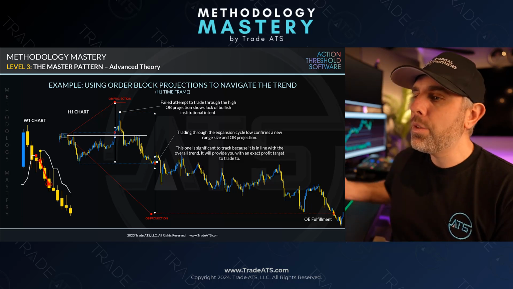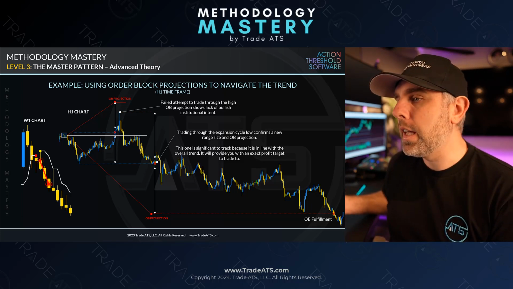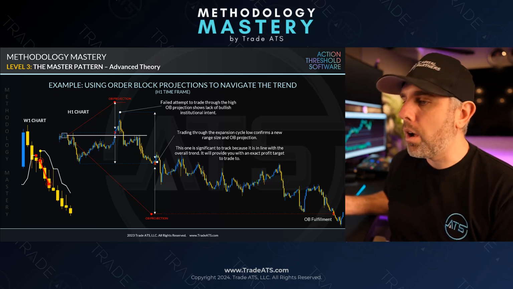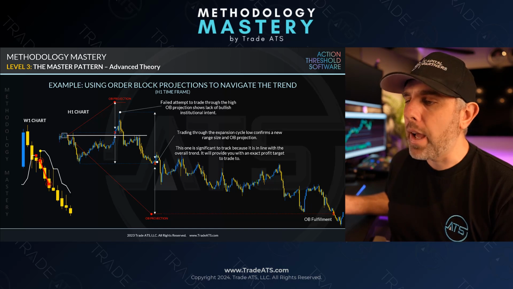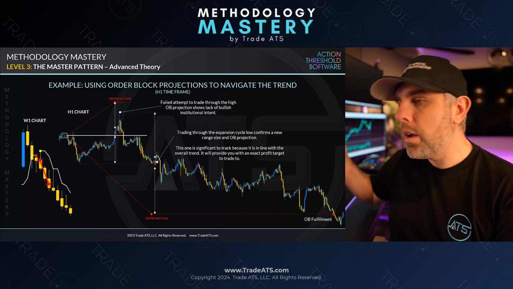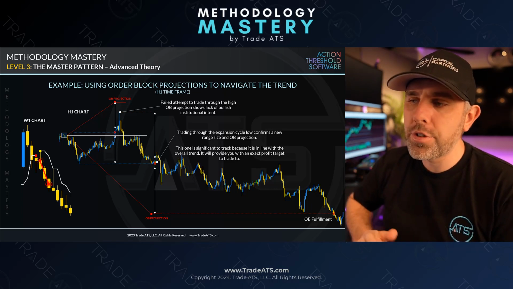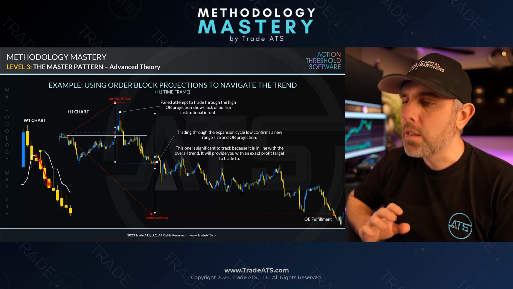All the noise that happened through here, again, we're not looking at traditional indicators. All the noise that happened on the way down to that lower order block projection, if you got tangled up in that, yeah, you could be trading long, short, especially if you're using moving averages or whatever. We can get lost in that.